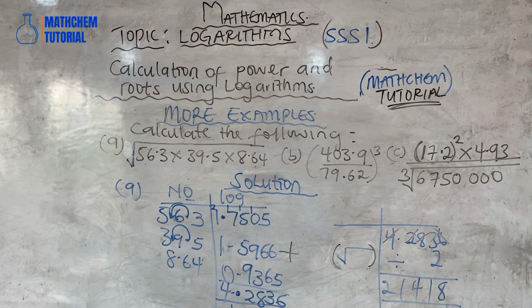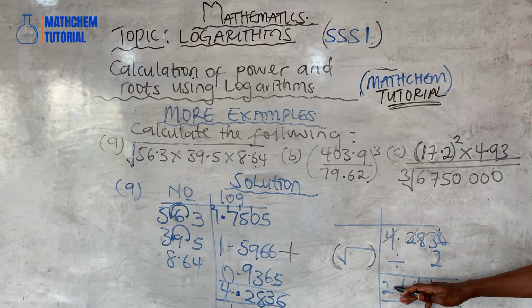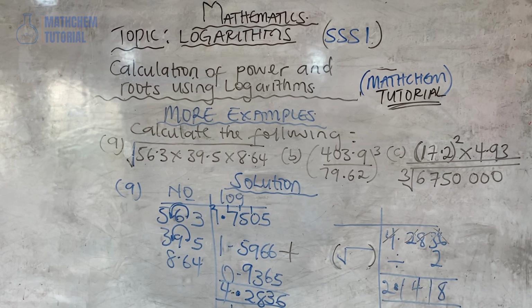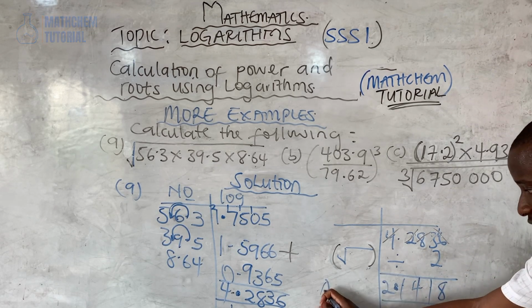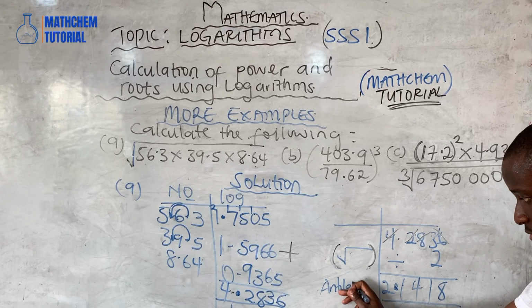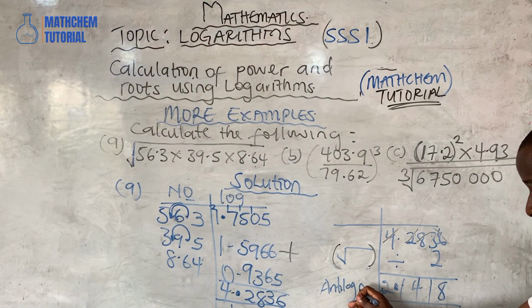Now, after that, where will I put my point? Don't forget, you still count: 1, 2, 3, 4. That's 4, right? Then let's count 1, 2, 3, 4. So my decimal point will be at this junction. Then after that, what will I do? I will look for my antilog. The antilog is going to be at this junction, so I can just write my antilog here. You can put this arrow if you wish.